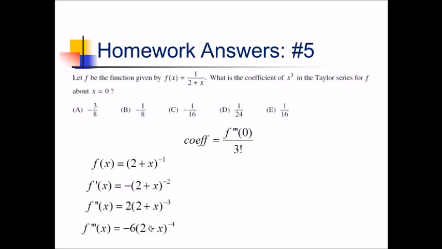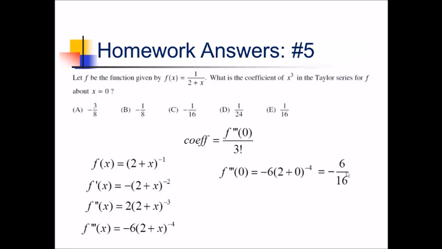Plugging in 0 for all of this now to get my third derivative at 0, I'm going to have, let's see, this is really 2 to the negative 4th, which is 1 over 16, because it's really 1 over 2 to the 4th. So this is negative 6 over 16, which reduces to negative 3/8, which is an answer choice. But wait, there's more. We still need to divide f triple prime of 0 by 3 factorial. That's why I wrote this out in the beginning, so I wouldn't forget to do it.